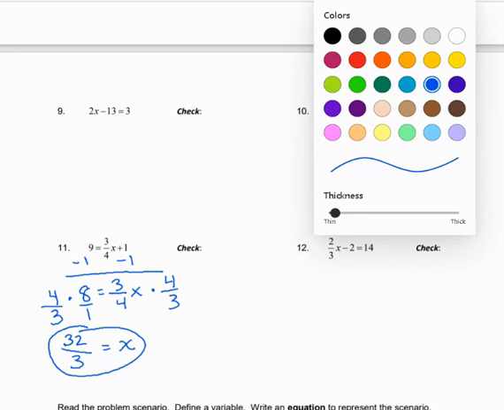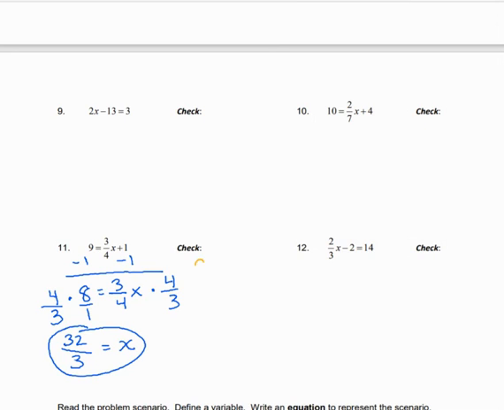Okay. Let's just do the check of that so everybody's okay with how to multiply. So the check would be saying 9 equals 3/4 times 32/3 plus 1. So we carry the 9. And now you can multiply right across, but does anyone know a shortcut here?